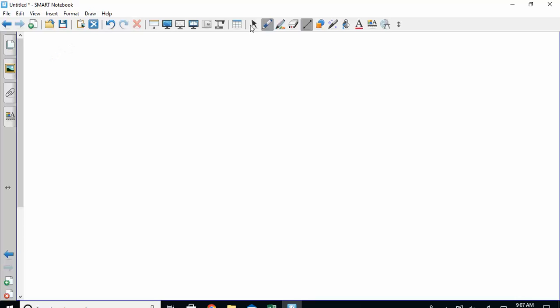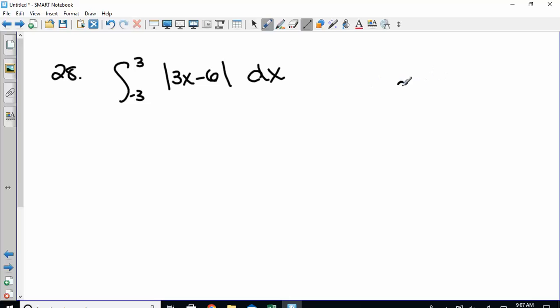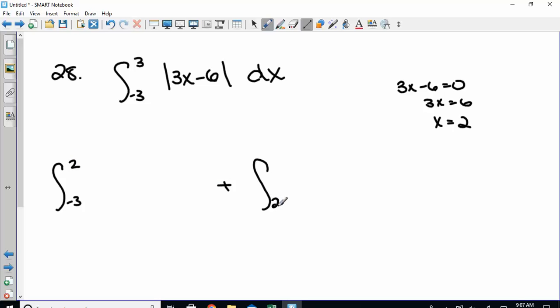Going okay? 28. We are asked to evaluate. Okay, anytime we've had an absolute value all year, we have to first rewrite the problem without it. So to do that, we need to know what makes this equal 0. So 3x equals 6, that means x is 2. So we're going to integrate from -3 to 2, and then from 2 to 3.